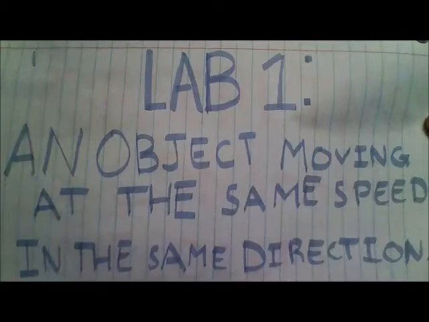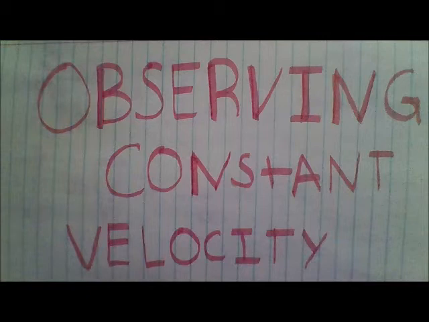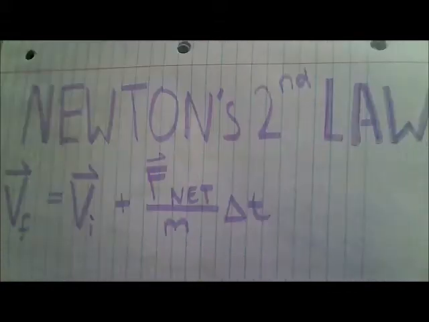Lab 1. An object moving at the same speed in the same direction. The purpose of this lab is to explore constant velocity. This includes examining physics principles, observing and recording an object moving at constant velocity, developing a model using the mentioned physics principles, and comparing the model to the experimental data to check for accuracy, which this experiment happens to be very accurate. First, physics principles will be explored.